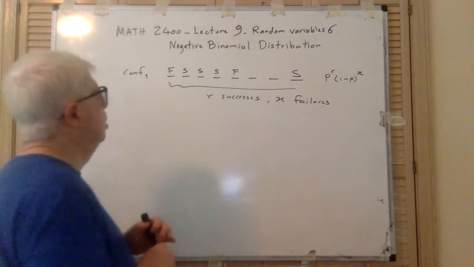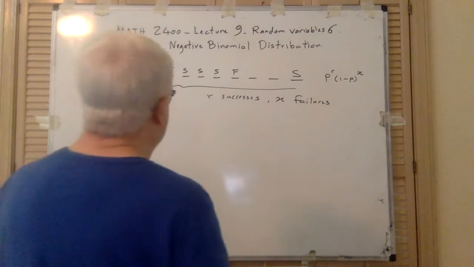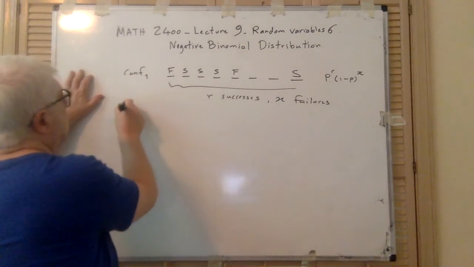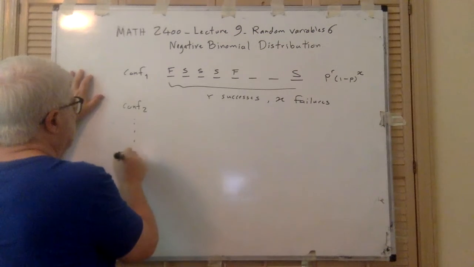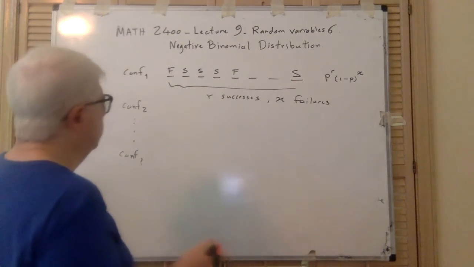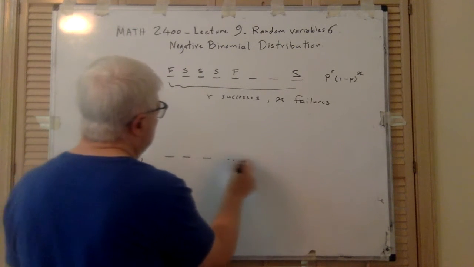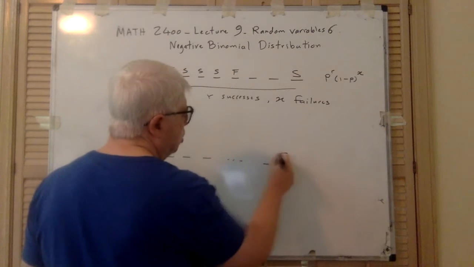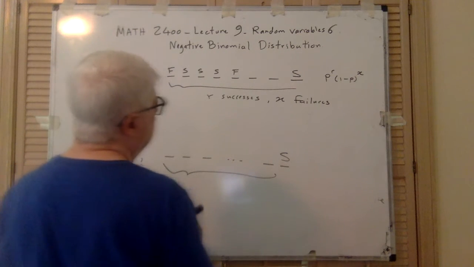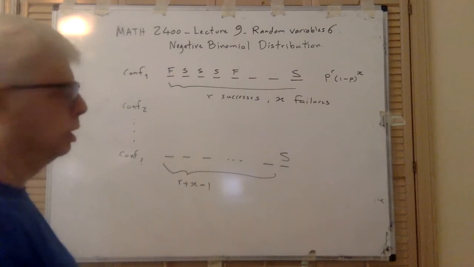Then, how many cases like this do I have? If X is just fixed, then I have configuration 2, dot, dot, dot, and configuration, say, question mark. So how many such configurations can I have? Well, it's not that hard. Just look. The last one is always S. So I'm left with how many here? The total is R plus X minus 1, because the last one is S.